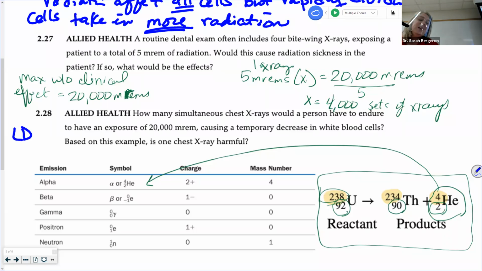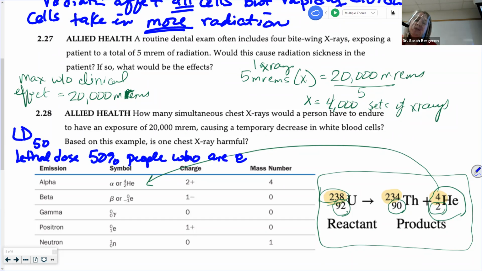When they do LD50, what does that mean? This is the lethal dose where 50% of the people who are exposed will die. So that's when you're getting really, really high levels of it, right? But 20,000 millirems is less of an exposure, but it will cause a temporary decrease in your white blood cell count. So how do we set this up? What should we do?